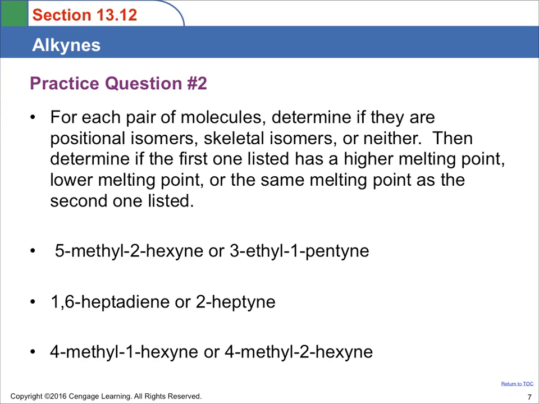If we look at names, we have hex and meth, which gives us a total of 7. The other one we have pent, which is 5, and eth, which is 2, which also gives us 7. So both of these are going to be C7H12. So that means we have some type of isomer. The base name hexyne versus pentyne means that we have a different carbon structure, which means these have to be skeletal.